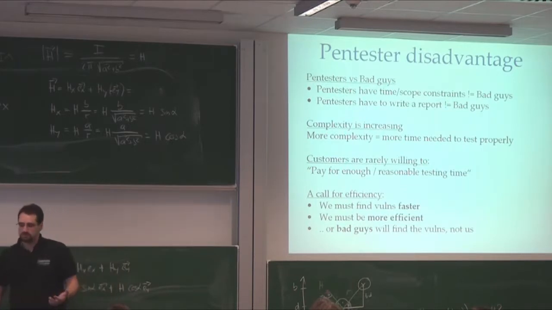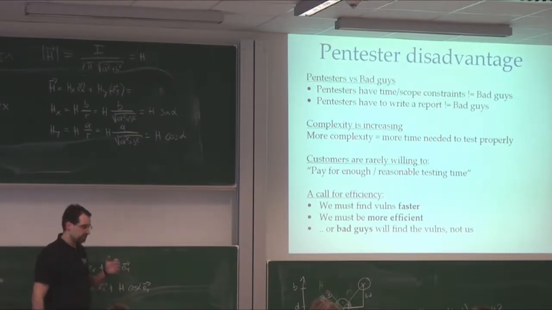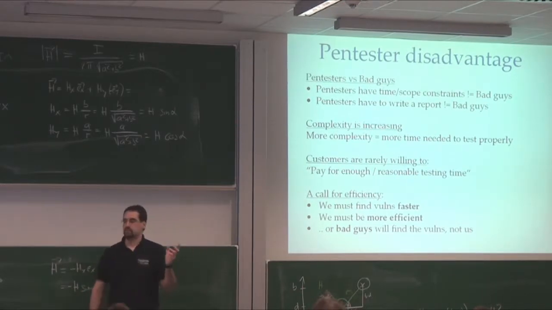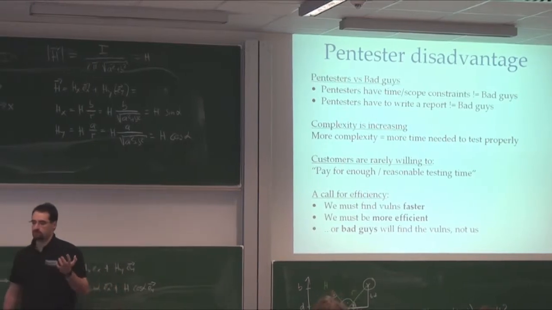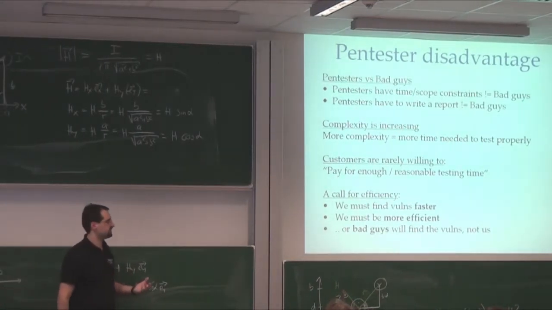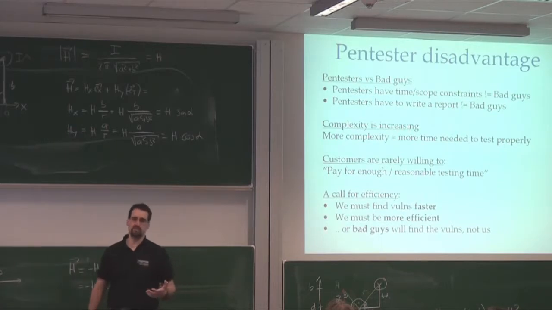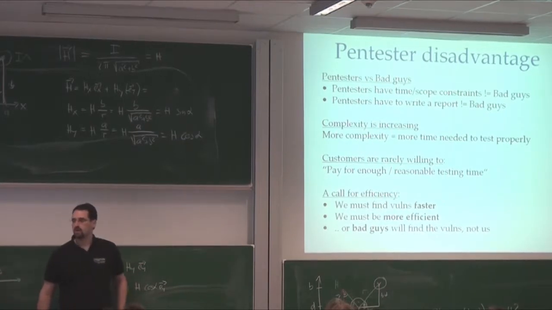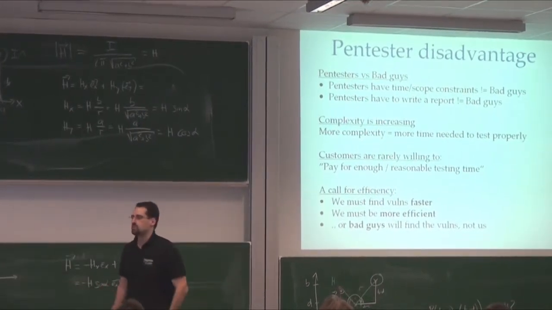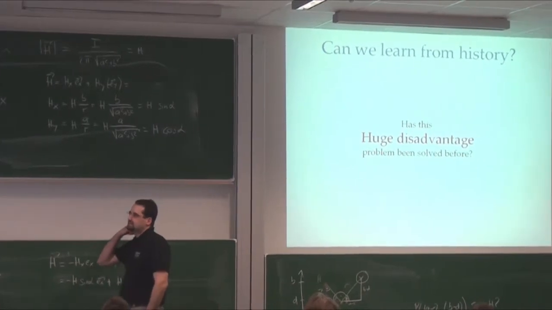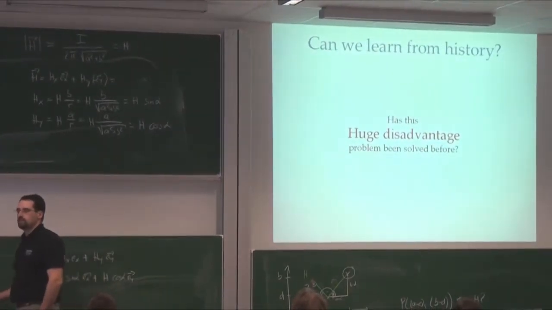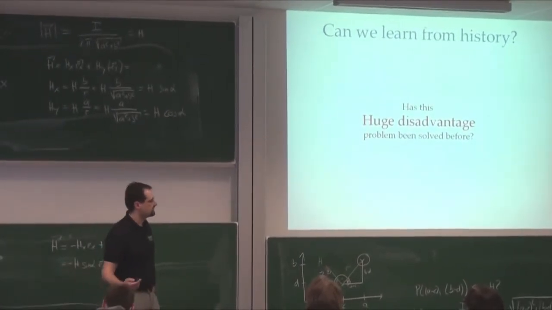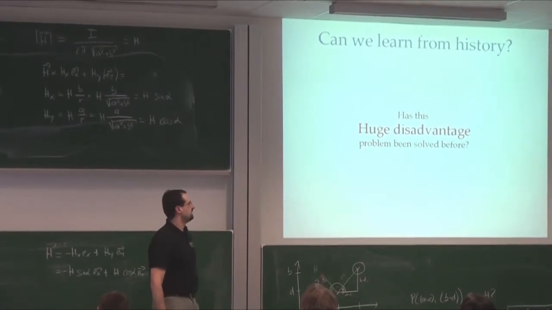So in terms of software quality, the code coverage of security testing tends to be quite poor, and this is why, right? So we need to do something about this, right? We need to be faster, we need to be more efficient, or it is not us who are going to find the vulnerabilities, it's going to be the bad guys, because the bad guys don't have these problems, they don't have these restrictions. So as I was wondering how to solve this problem, I was thinking that maybe this problem has been solved before. Maybe we can learn from history and try to apply something that was done in the past and try to apply it to pen testing, okay?